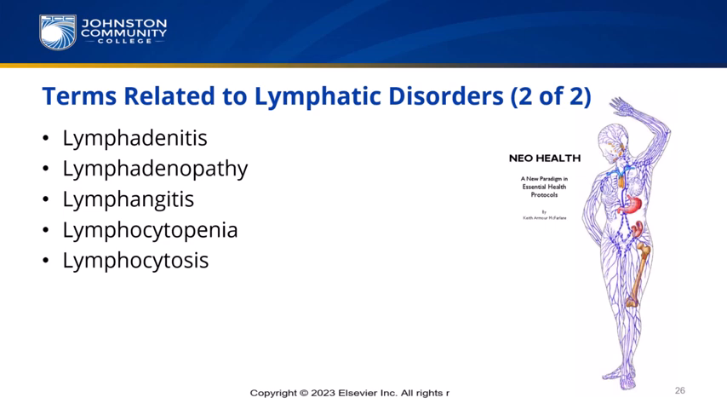Then we have lymphocytopenia, which is the deficiency of lymphocytes. Remember, penia is our suffix for deficiency. Finally, we have lymphocytosis, which is an abnormal increase of lymphocytes. Cytosis is an abnormal increase of cells.